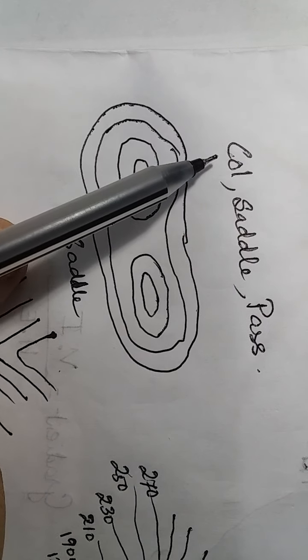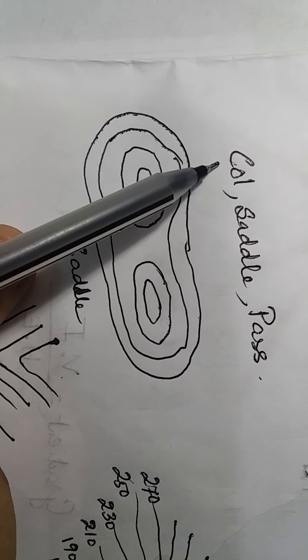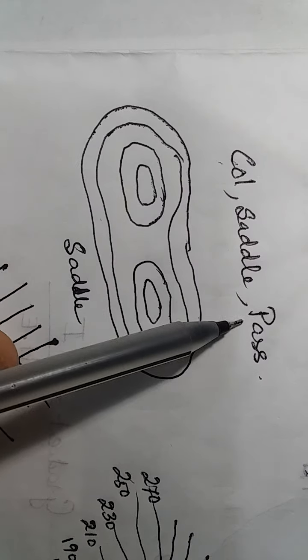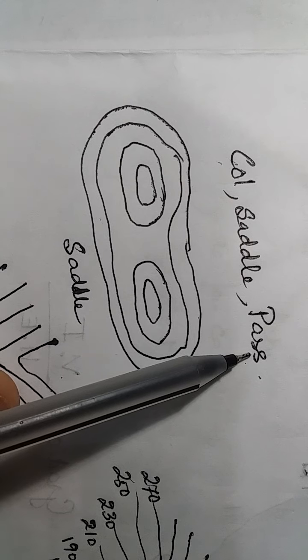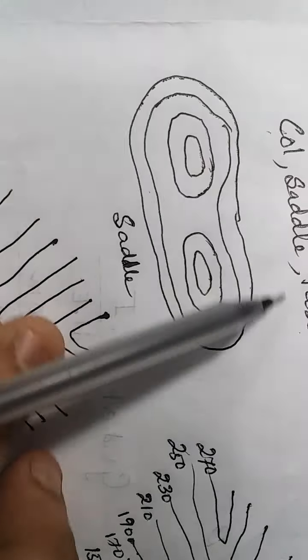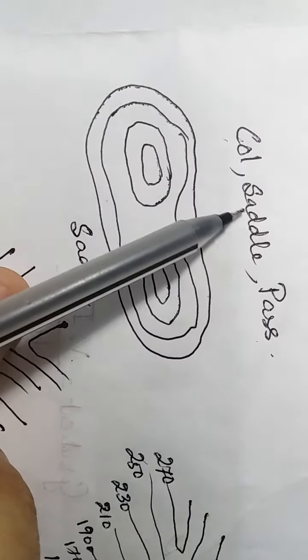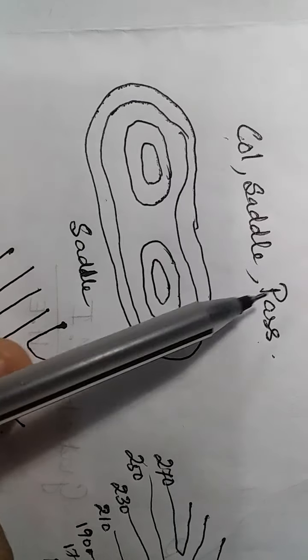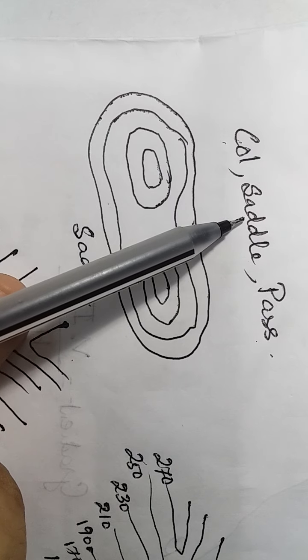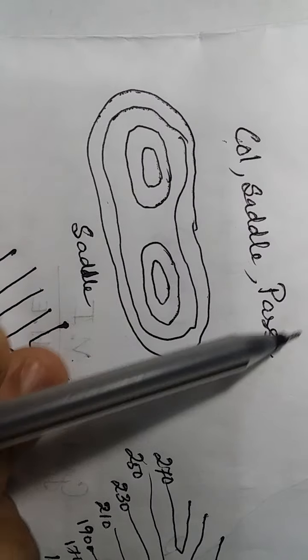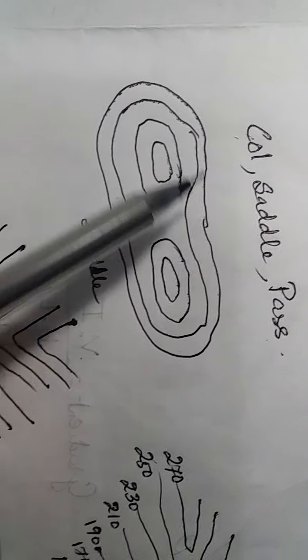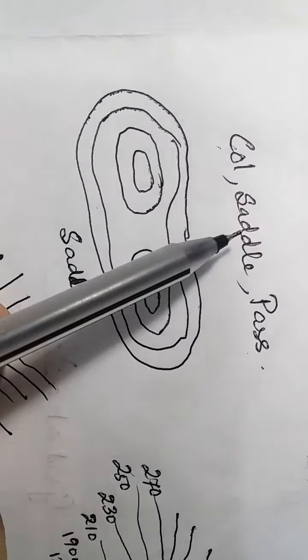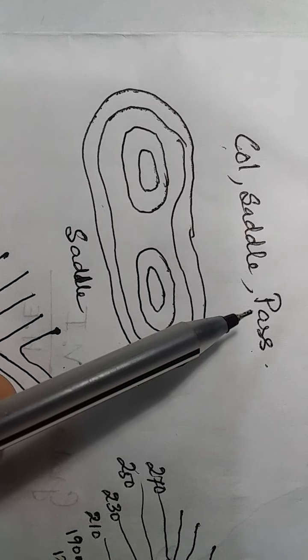Next we take these three features: col, saddle and pass. In ICC there is no distinction. That means if it is a saddle you can write col, or if it is a pass you can write saddle. So no distinction in ICC. But there is a difference between col, saddle and pass.